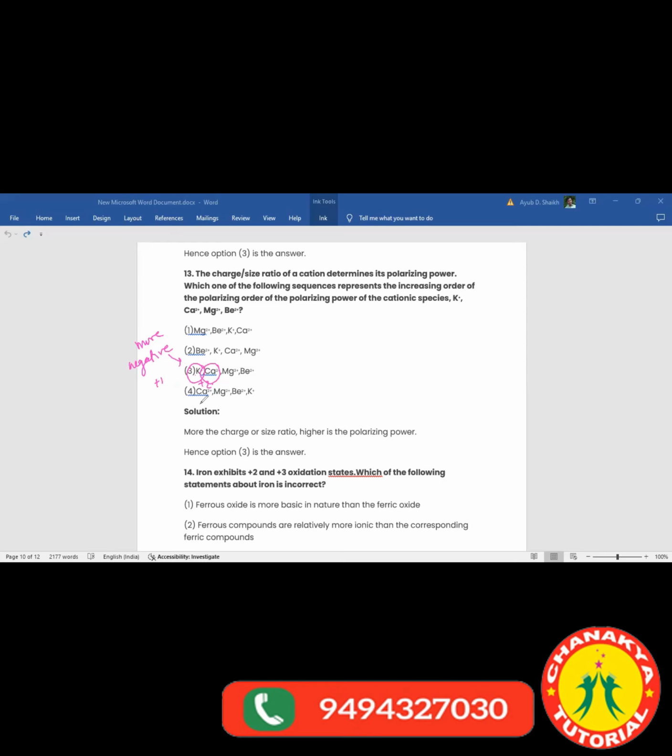And as it has a greater radius, its charge and size ratio is also more. So it will be more polarizing as compared to calcium, right? Yes or no? And because of that, more is the charge or size ratio, higher is the polarizing power. And hence your sequence would be potassium has a more polarizing power, then the calcium, then magnesium, and then the beryllium.